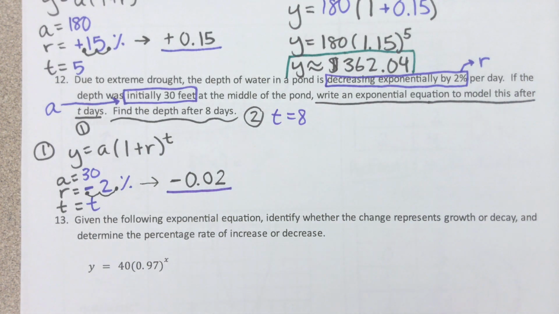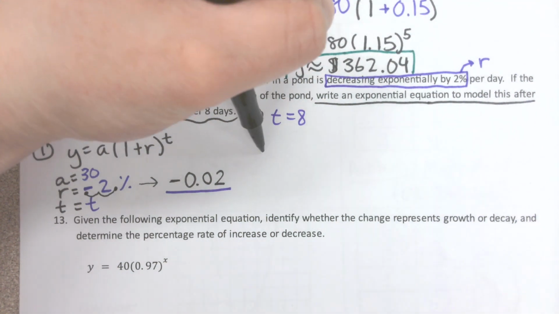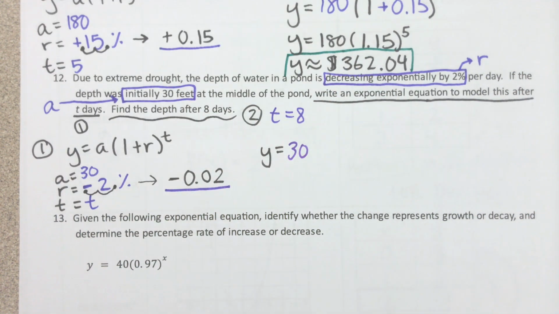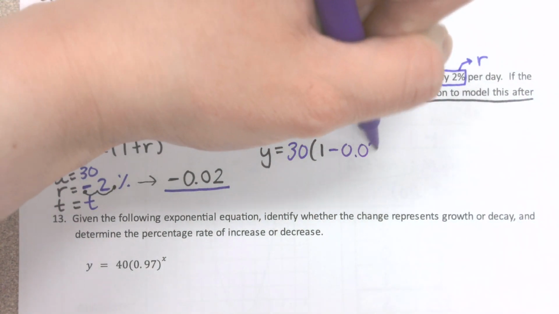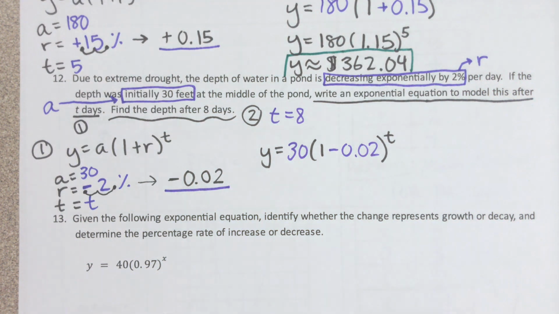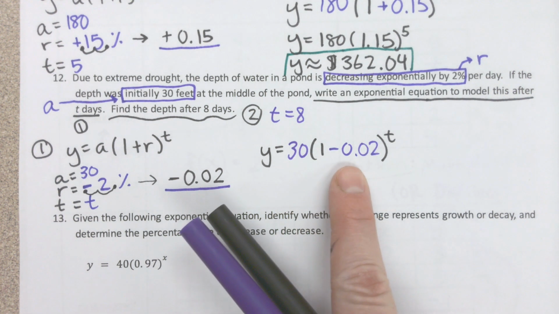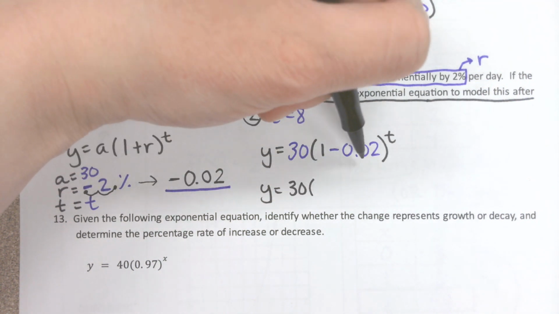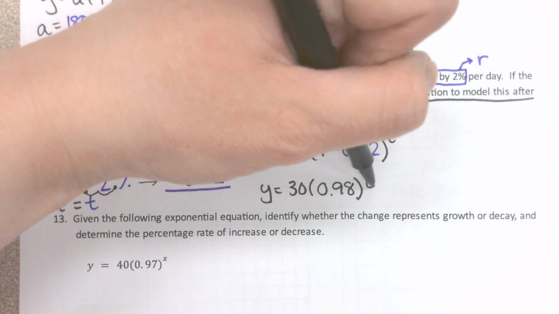Now we can plug everything in and make an equation. Y equals, my A value is 30, times 1, my R is minus 0.02, and T is going to be unchanged, so it's just going to be T for now. When they ask for the general equation, that's what this is, you do need to simplify it, so I am going to take another step and rewrite this inside the parentheses. Y equals 30 times 1 minus 0.02 is 0.98 to the T value.